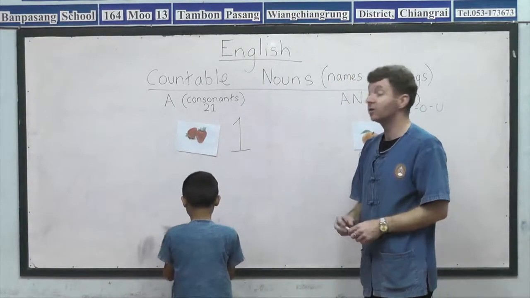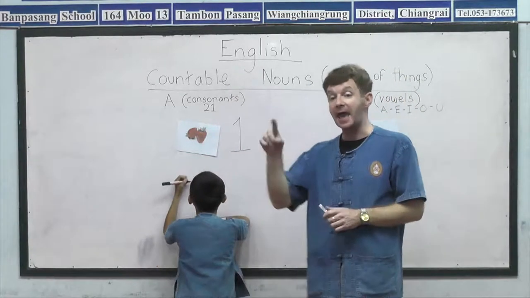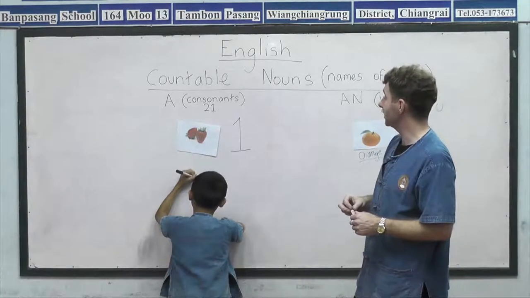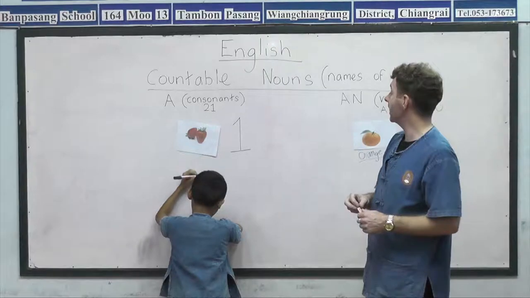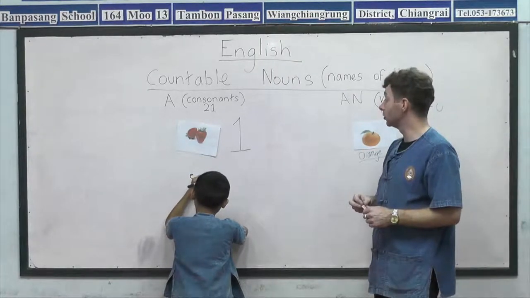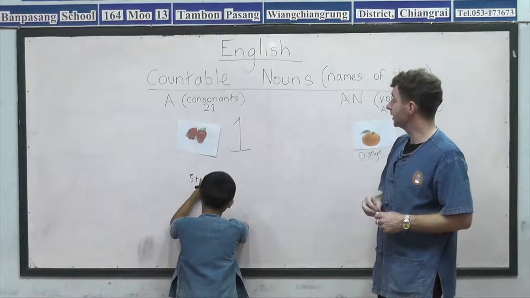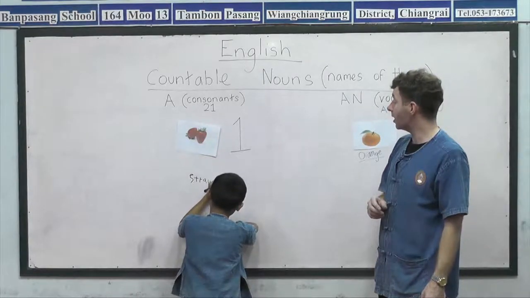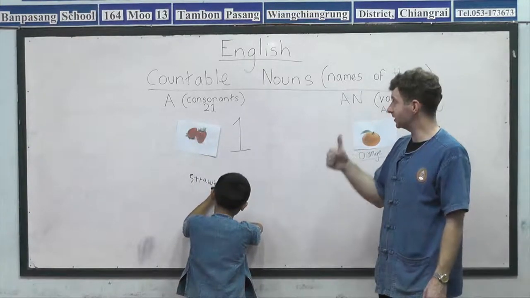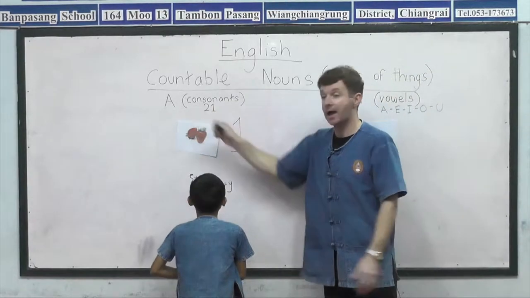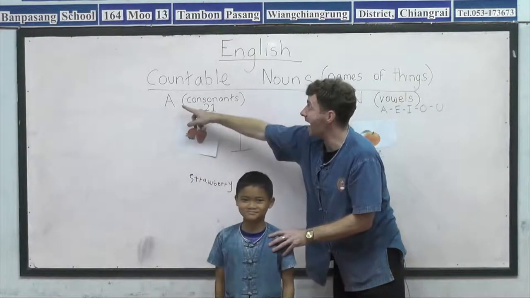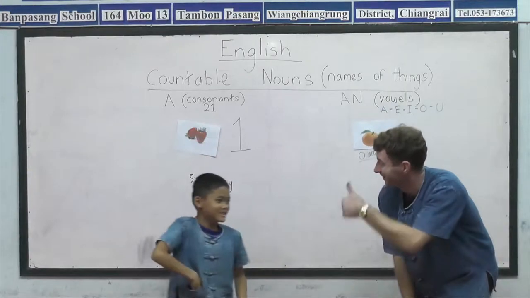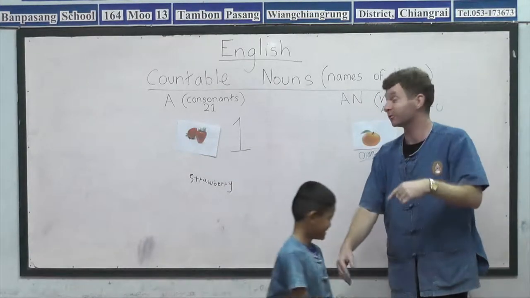Okay, you can use black. So all together, guys, strawberry, S-T-R-A-W-B-E-R-R-Y. Excellent, Chu. That's perfect. And we say, you can turn around now. We say, a strawberry. A strawberry. Excellent. High five. Round of applause for Chu.